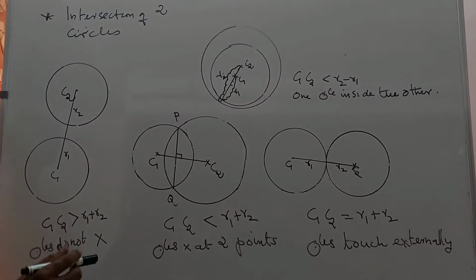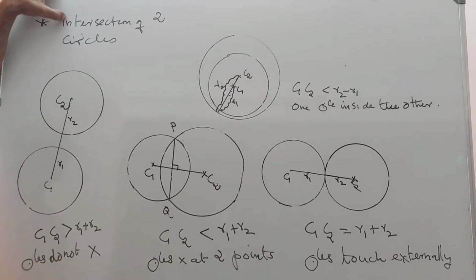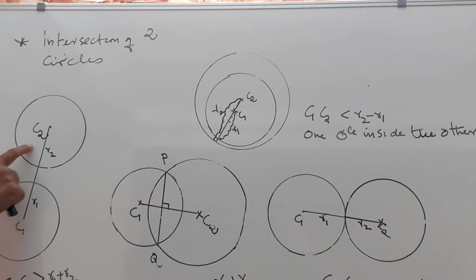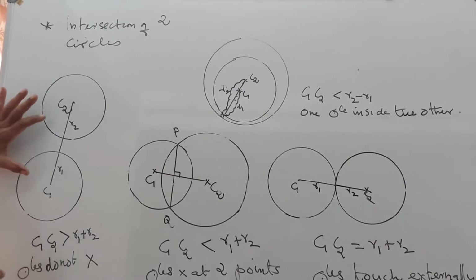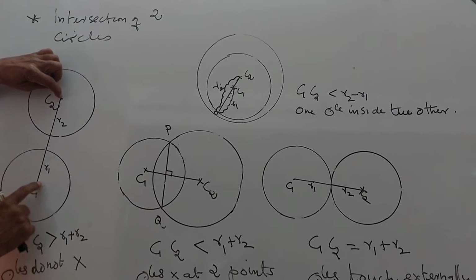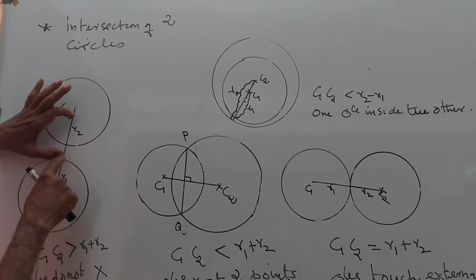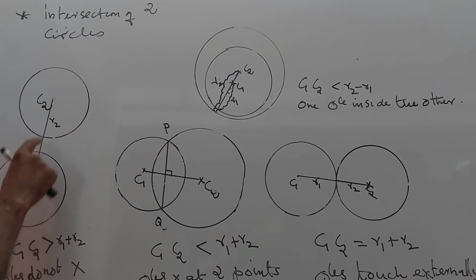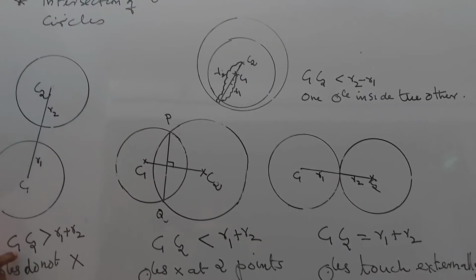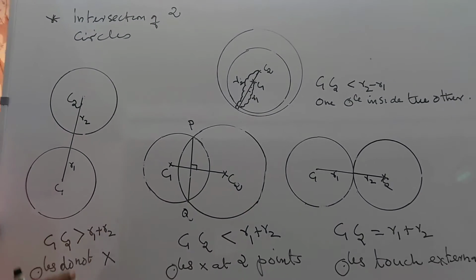Now we consider an important idea, intersection of two circles. Here there are different situations. This is one circle, this is the second circle. They do not intersect. So the distance between the centers C1, C2 is more than the sum of the radii R1 plus R2. So the situation is C1C2 is greater than R1 plus R2.